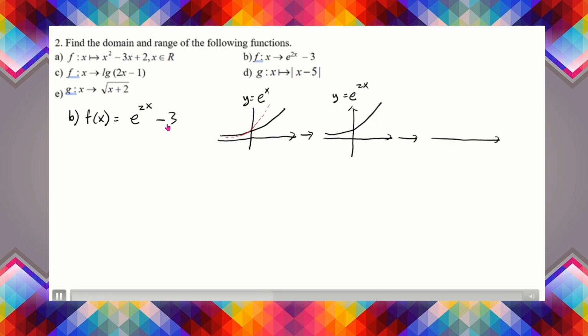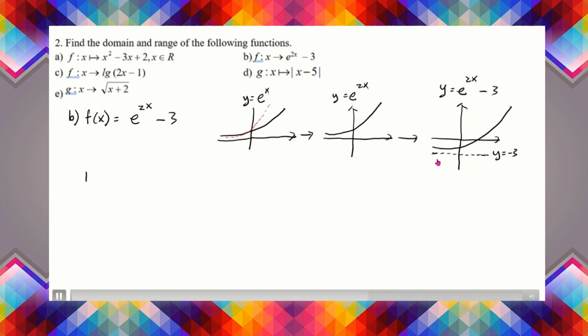Next, we go to minus 3, which means that is the y transformation, shifting the whole curve down by 3 units. Now when shifting down by 3 units, the horizontal asymptote will come out at y equals -3. Then the curve will shift down. So now this is the curve for this function.